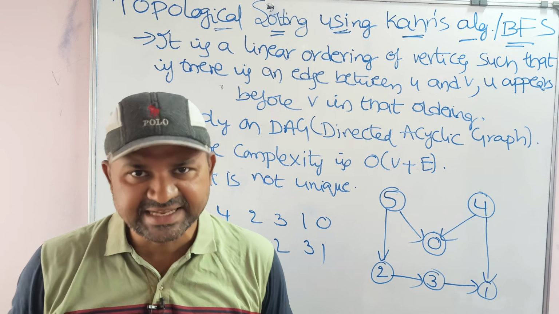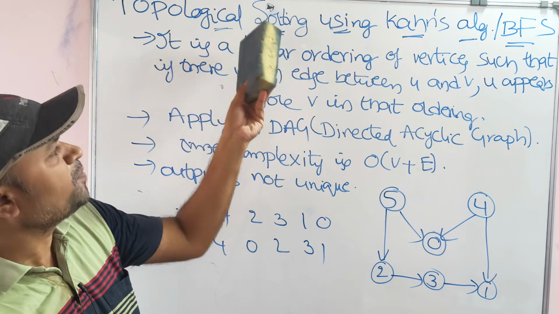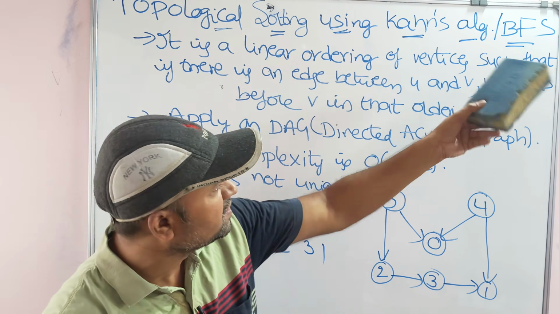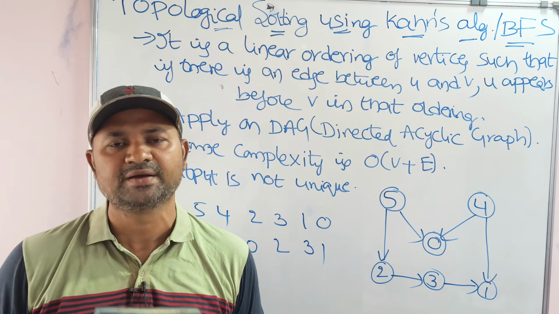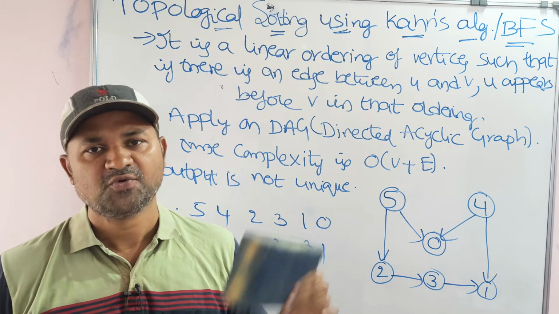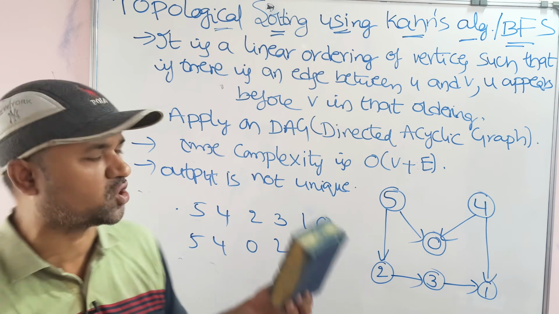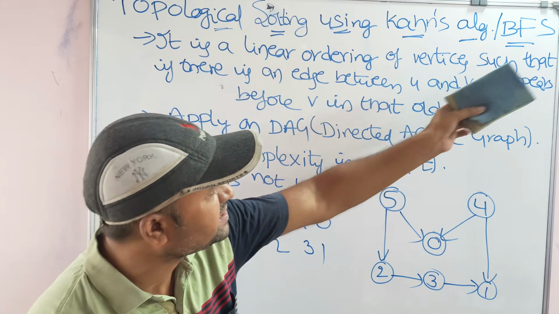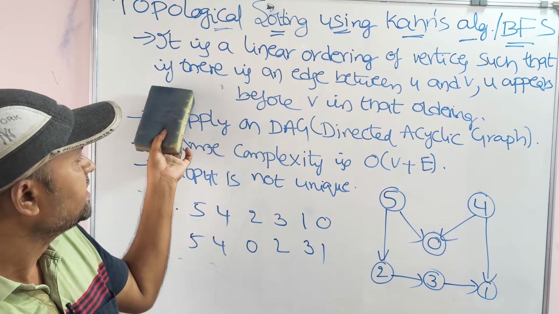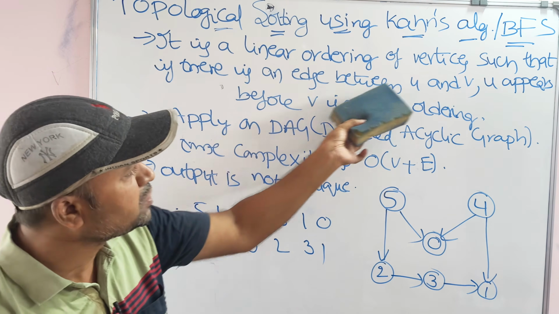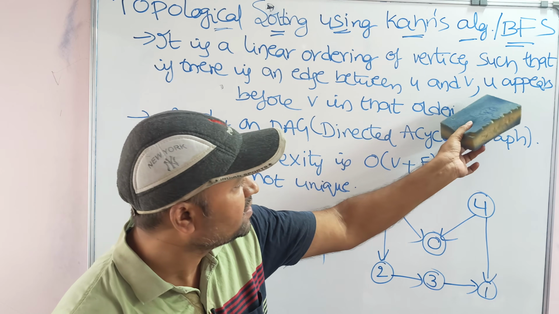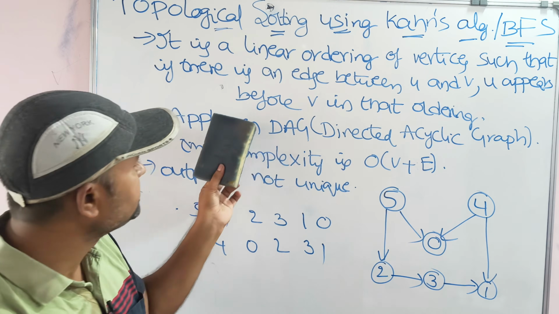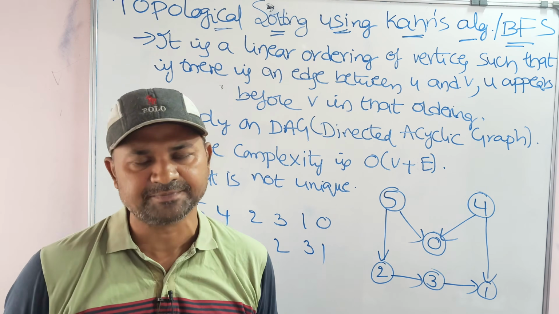Now let us discuss topological sorting using Kahn's algorithm or BFS algorithm. First, let's see what topological sorting is. It is a linear ordering of vertices such that if there is an edge from U to V, then U appears before V in that ordering.